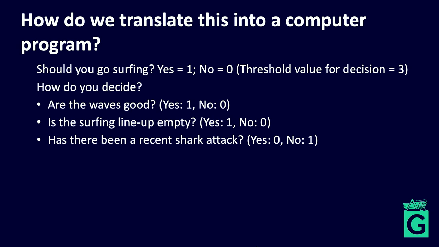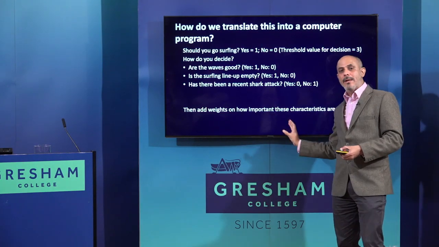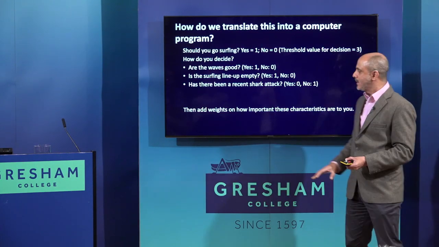So you're weighting the stuff. The ones are the ones you want to happen. You don't want a recent shark attack. You want an empty beach, and you want good waves. Fine. But then you add weights to how important each of these is to you. So let's take a look.